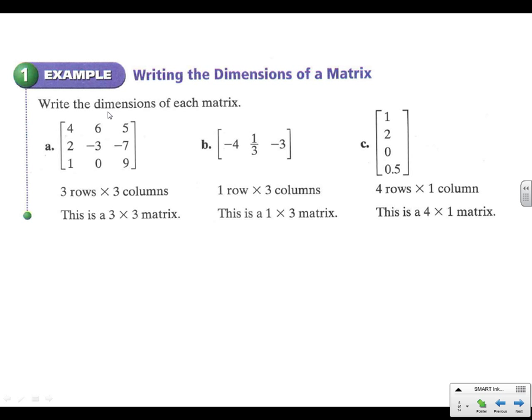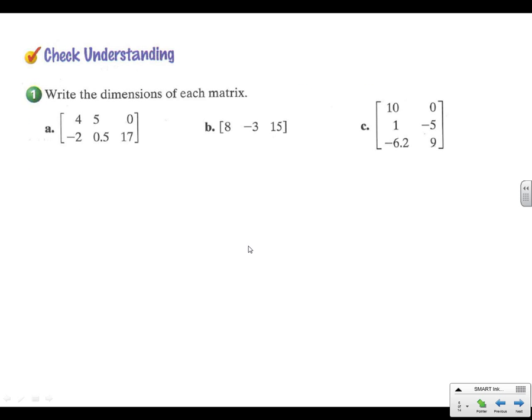Alright, so example 1, the first thing we have to do is write the dimensions. This one is how many down? 3. How many across? 3, so this is a 3 by 3. 1 down, 3 across, so 1 by 3. 4 down, 1 across, it's a 4 by 1, and that's all there is to it for the dimensions of a matrix. See if you can tell me the dimensions for A, B, and C.